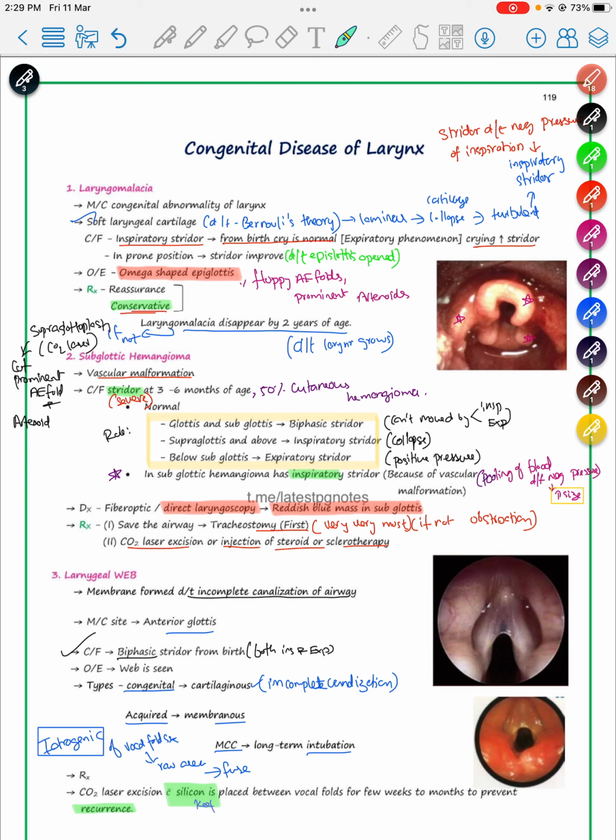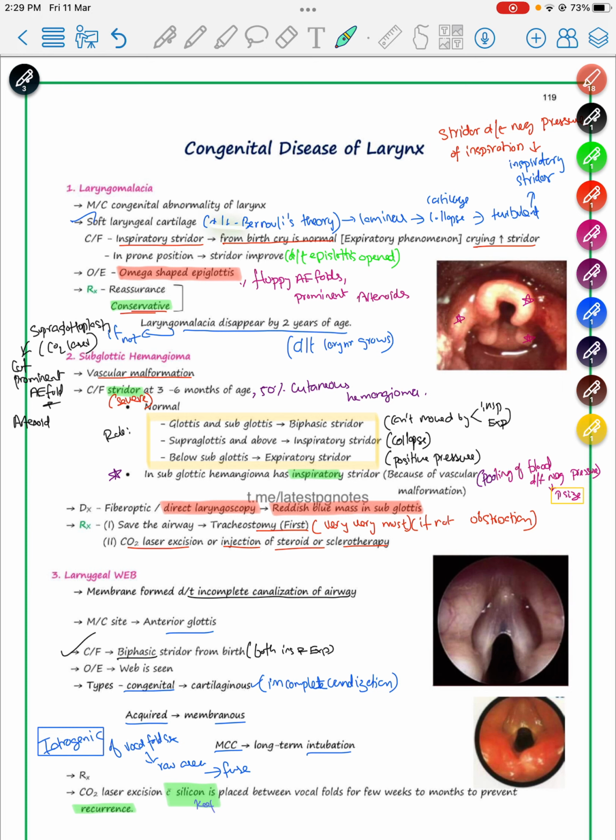Okay, first we're going to talk about laryngomalacia. What is laryngomalacia? The child presents with difficulty in breathing, along with stridor. The pathology is that the soft laryngeal cartilage is there.